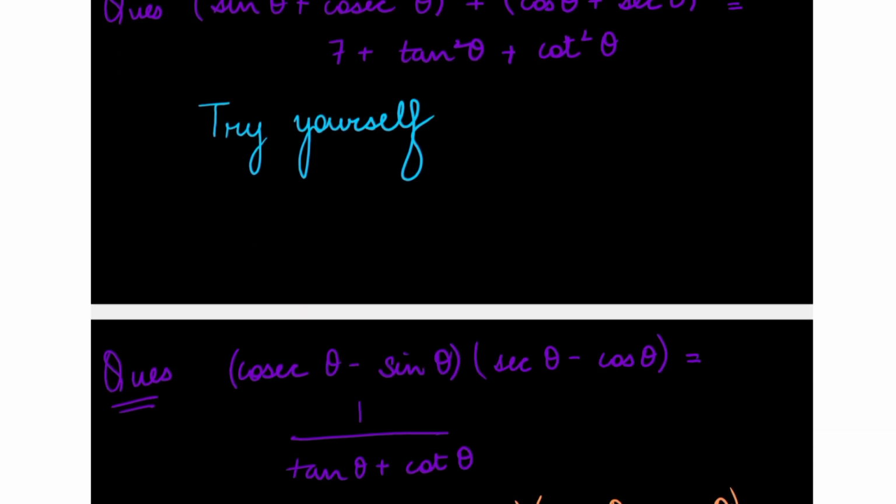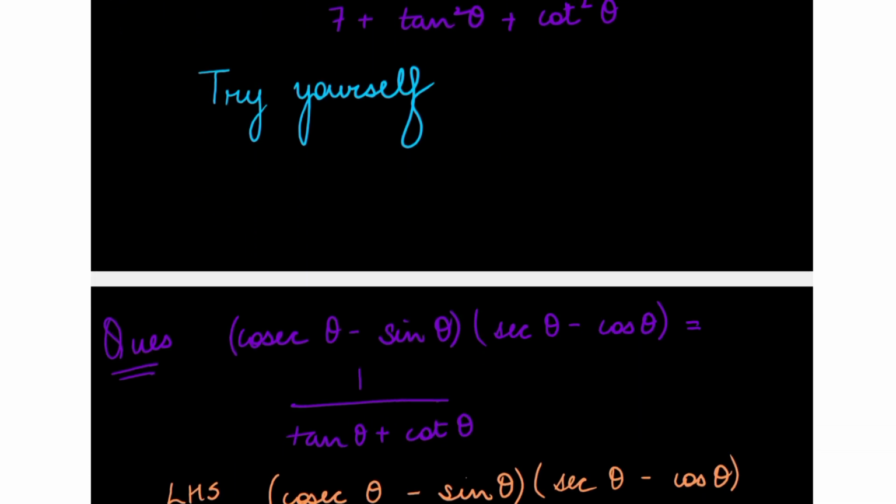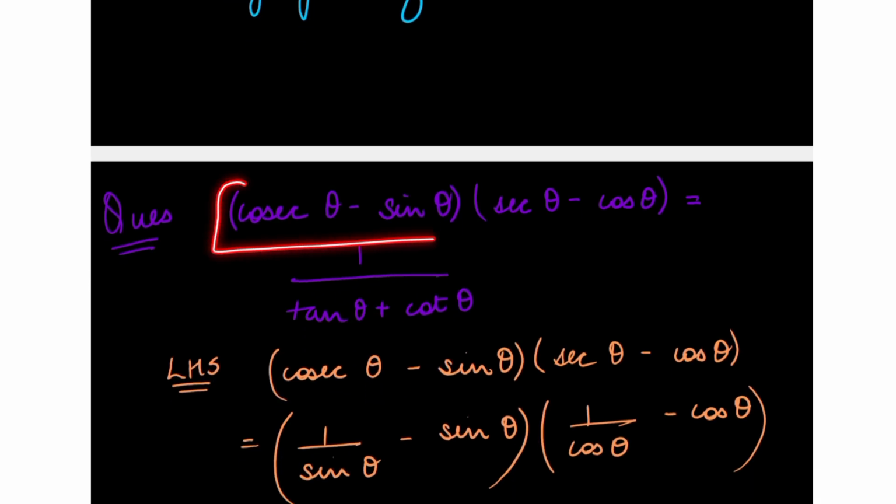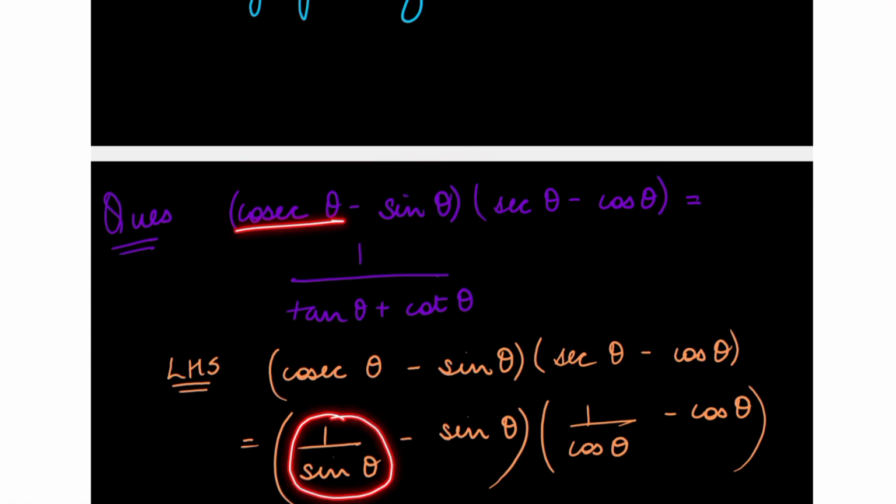Next question is (cosecant theta minus sin theta) into (secant theta minus cos theta) is equal to 1 divided by (tan theta plus cot theta). So what we can do is directly convert the left hand side into sin and cos first. Cosecant as 1 by sin theta, and sin theta will remain the same. Secant theta as 1 by cos theta, and cos theta will remain the same.